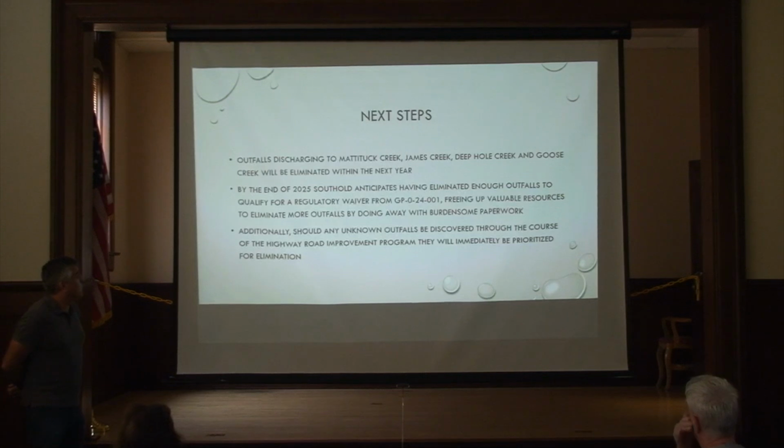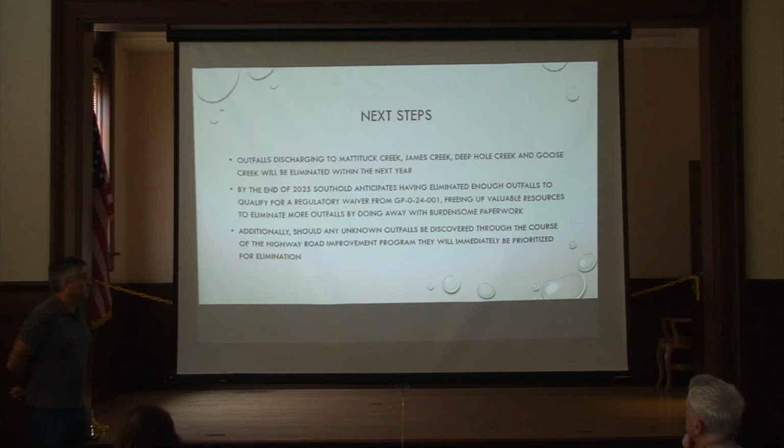So, what are we focusing on next? We're in the middle of focusing on Mattatuck Creek, James Creek, Deep Hole Creek, and Goose. By the end of next year, those will be completely eliminated from the outfall map. And by the end of 2025, we anticipate having eliminated enough outfalls to qualify for a regulatory waiver from the general permit. I have no illusions that the DEC will give us one, but we will qualify for it.